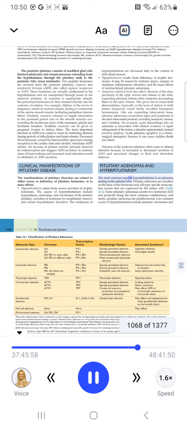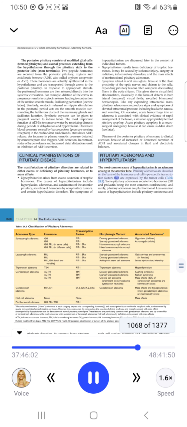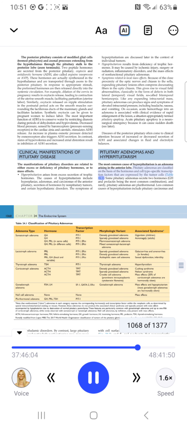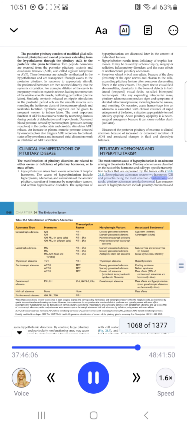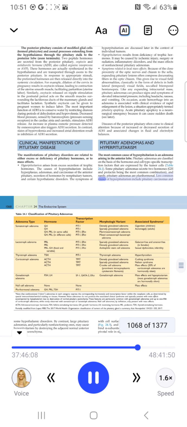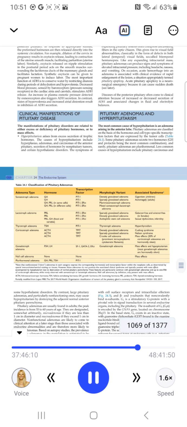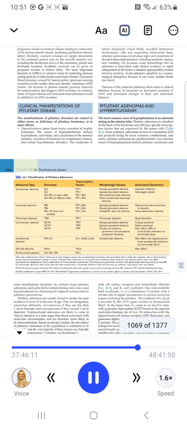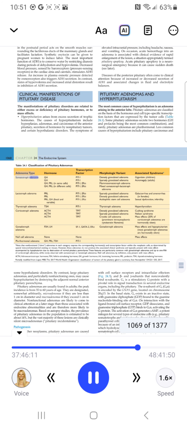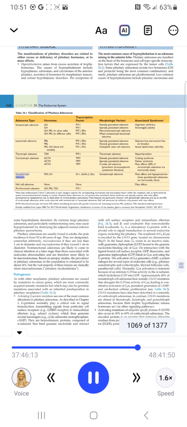The most common cause of hyperpituitarism is an adenoma arising in the anterior lobe. Pituitary adenomas are classified on the basis of the hormones and cell type-specific transcription factors that are expressed by the tumor cells, Table 24.1. Some pituitary adenomas secrete 2 hormones, GH and prolactin being the most common combination, and rarely, pituitary adenomas are plurihormonal. Less common causes of hyperpituitarism include pituitary carcinomas. Table 24.1, adenoma type: somatotroph adenoma, lactotroph adenoma, thyrotroph adenoma, corticotroph adenoma, gonadotroph adenoma.